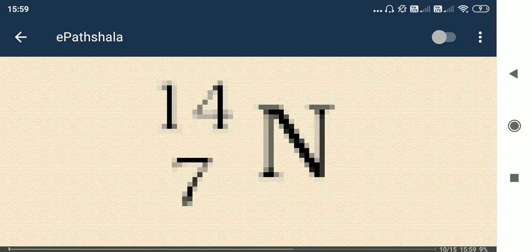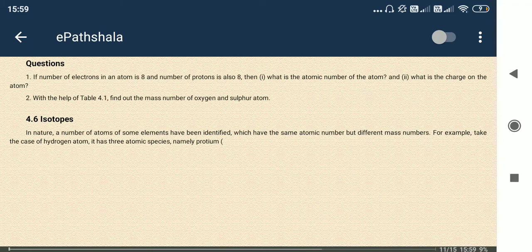Here you can see for nitrogen the atomic number is 7 and the mass number is 14. So proton plus neutron is equal to 14, and proton is equal to 7, so we can calculate the neutron. The number of neutrons will be 14 minus 7, which is equal to 7. Now isotopes we need to remember. Iso means same. If two atoms have the same proton number, that is the same atomic number, then they are isotopes.